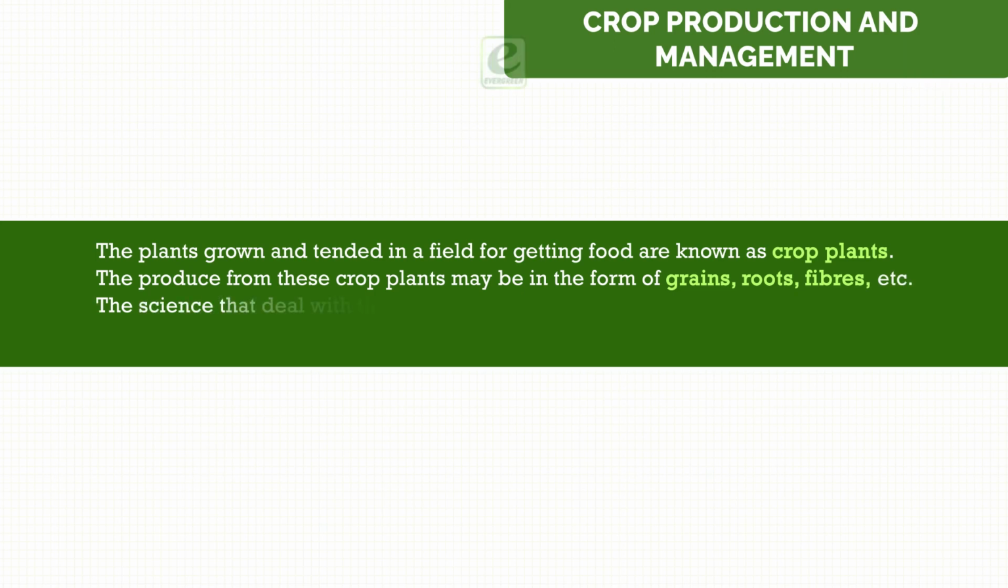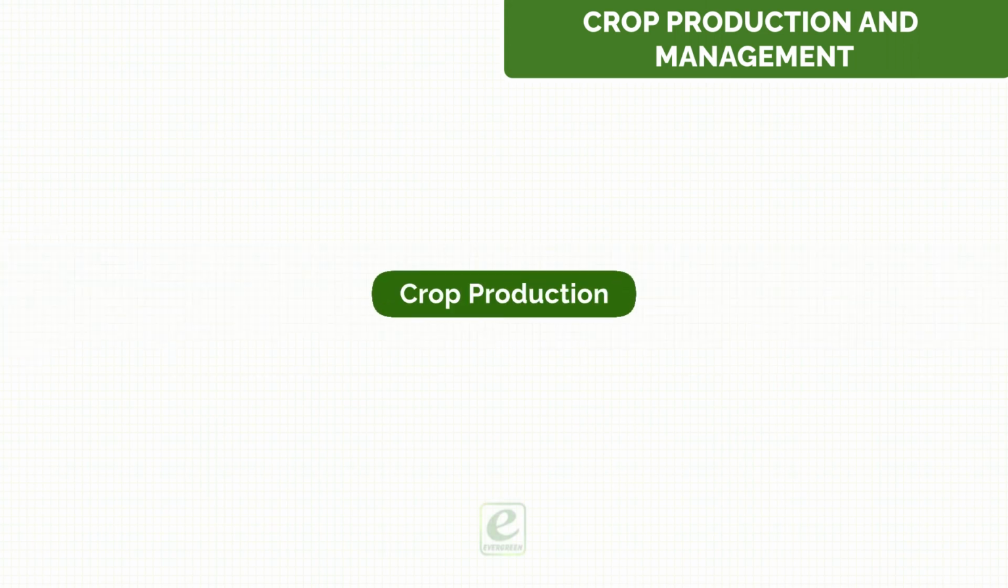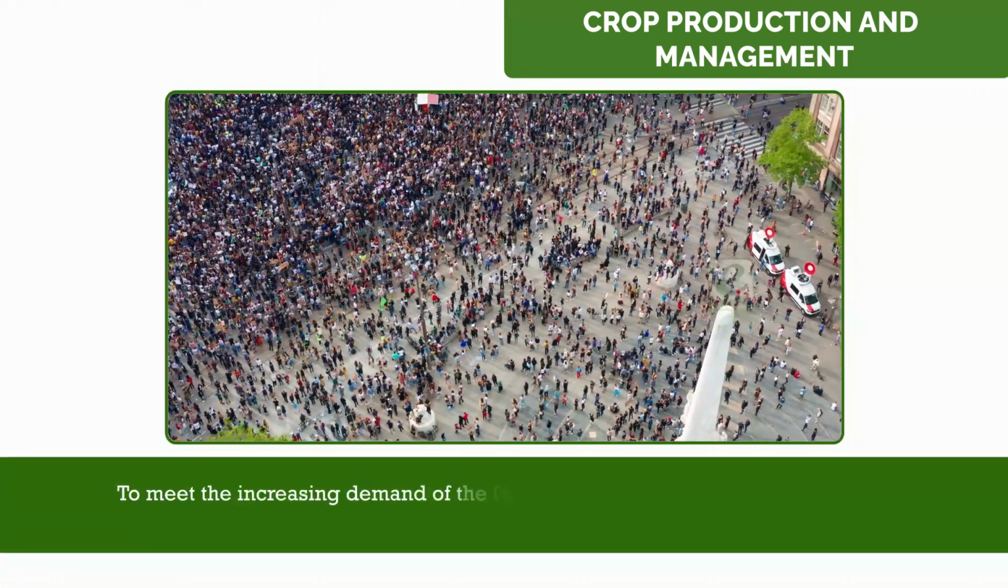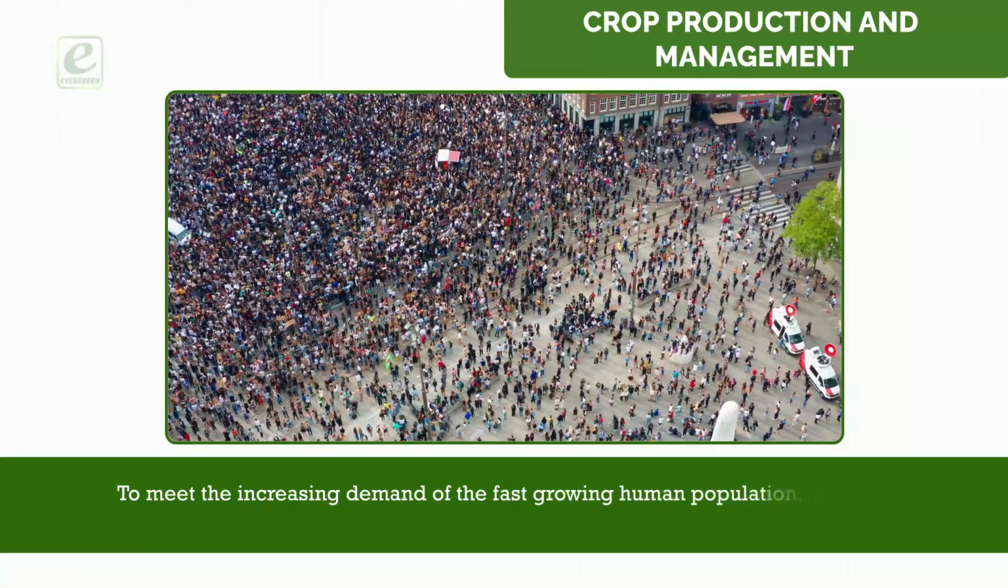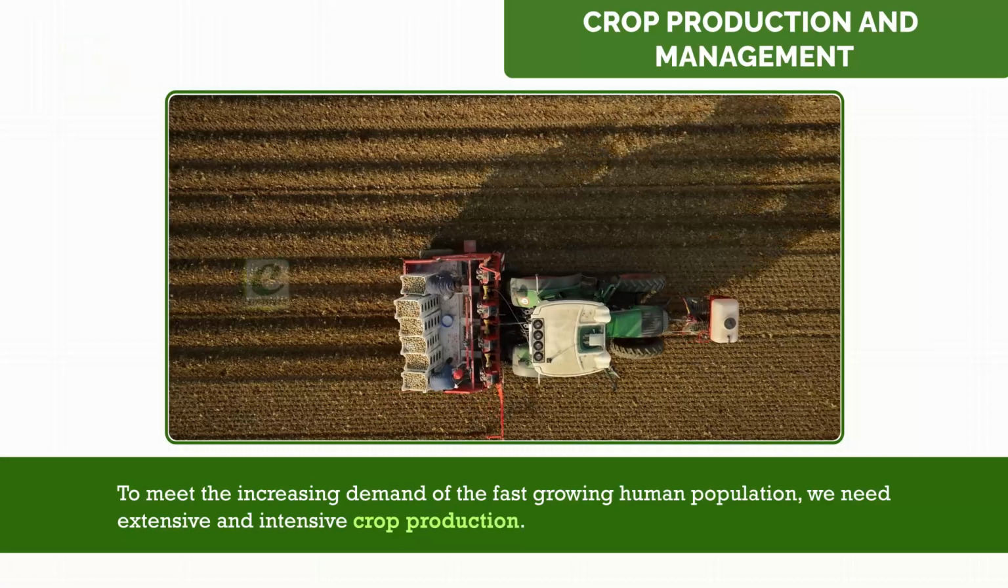The science that deals with the growth, development, and culture of plants and animals for food and human use is called agriculture. Crop production. To meet the increasing demand of the fast-growing human population, we need excessive and intensive crop production.